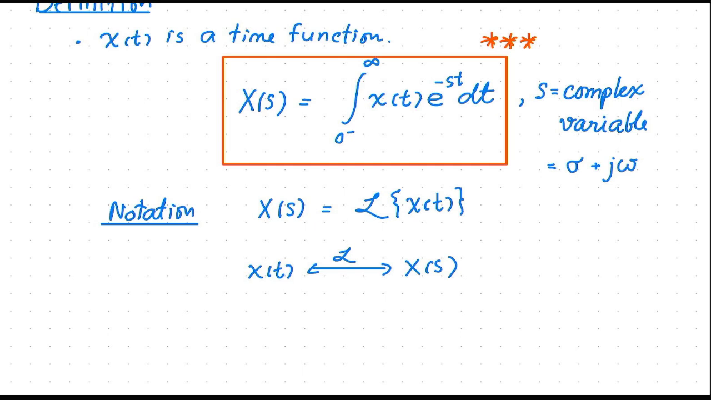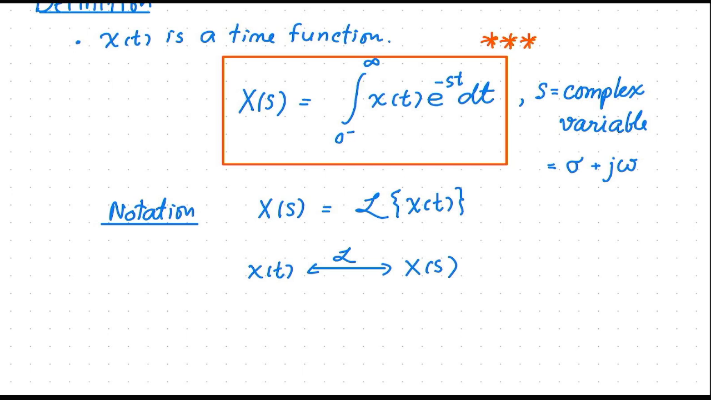This is a time domain signal. This is the s domain signal. They are a pair. They belong to each other. It means that if you know X(s), you can specifically determine x(t) without ambiguity. It is a one-to-one function, a one-to-one mapping. These two belong to each other only.